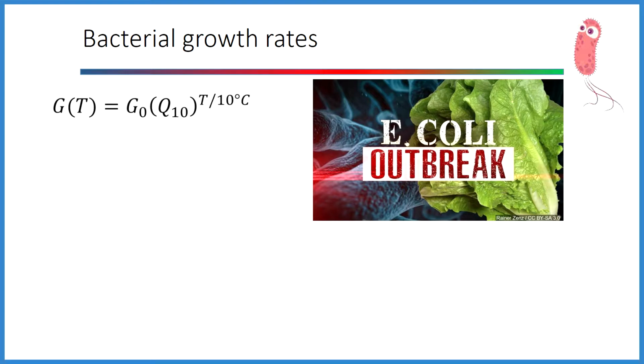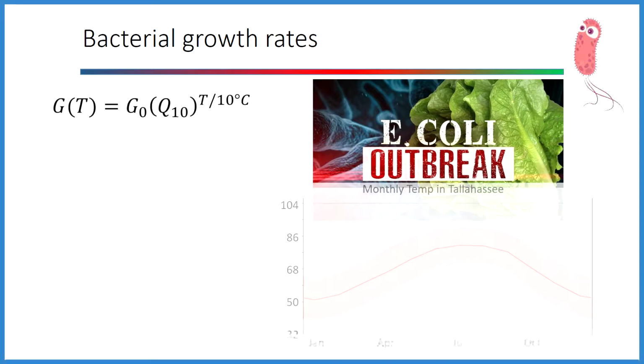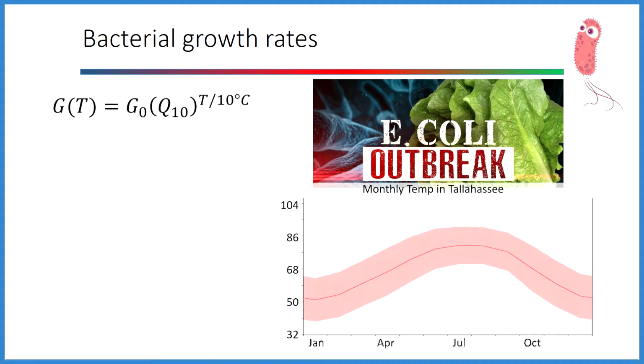So our first step might be to try to figure out what the temperature is at different times of the year. So we download some historical data about the monthly temperature in Tallahassee. When we look at this data, we see that the temperature, of course, goes up and down every year with the seasons. In the summer, it looks like the temperature is usually about 81 or 82 degrees Fahrenheit, and in the winter, it looks like it is usually about 60 degrees Fahrenheit.